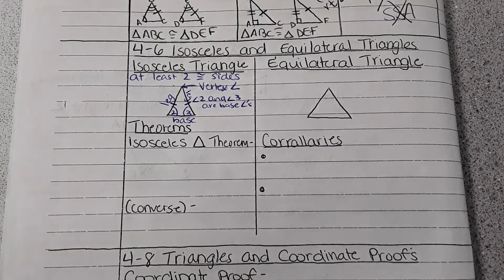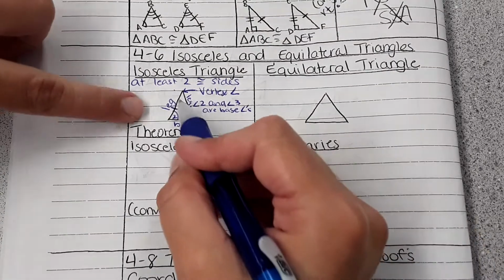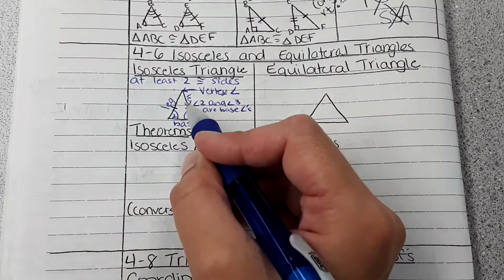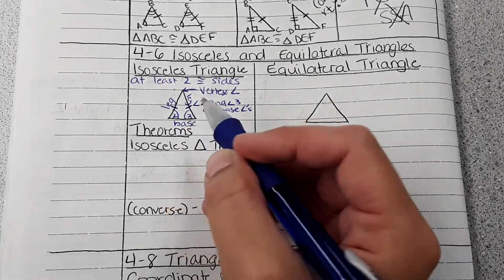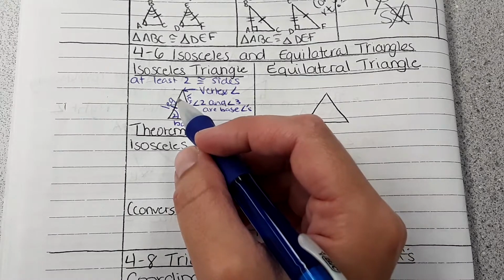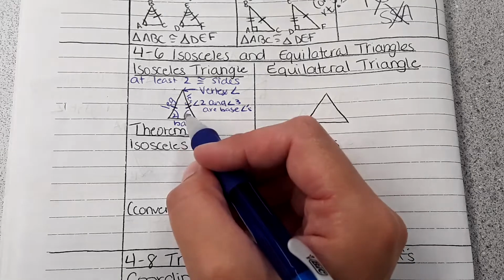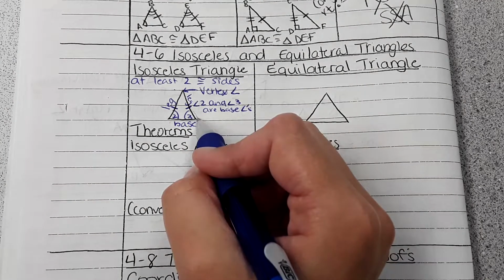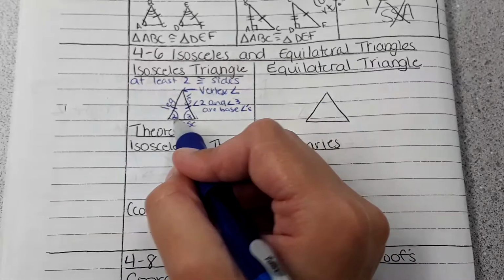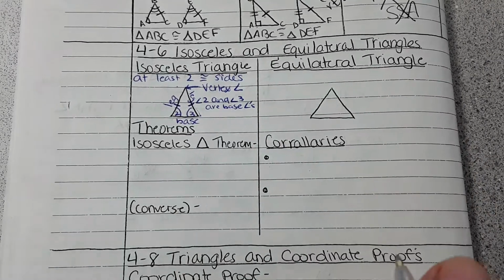And here's the gist of what the theorems say. If you have two congruent sides, then you also have two congruent angles, and the angles that are congruent are opposite the legs. So if you have an isosceles triangle, not only do you have two congruent sides, you also have two congruent angles. The congruent angles are opposite the congruent legs.